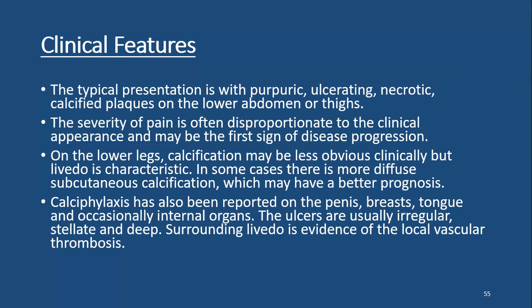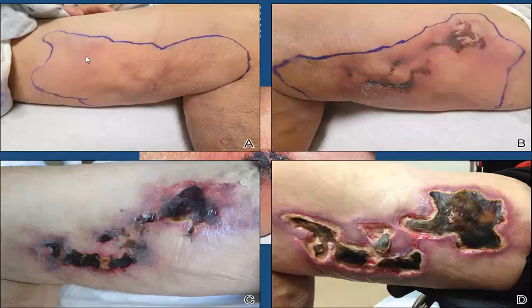Calciphylaxis is reported on penis, breast, tongue, and other internal organs. Ulcerations are usually irregular, stellate, or deep. Surrounding livedo is evidence of local vascular thrombosis. You can see this initial livedo, then these necrotic areas, then large ulceration. This is a progressive calciphylaxis.